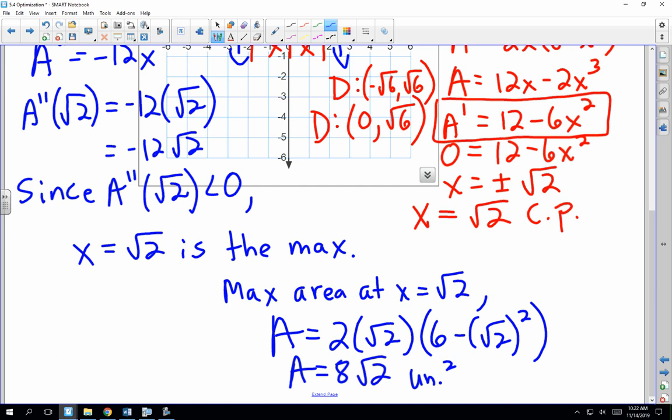And you could use the second derivative test if you want, or the first derivative. You'll have to end up using the first derivative test anyways, because I'm going to ask you where is it increasing, where is it decreasing. So you're going to have pluses and minuses, intervals of increasing, decreasing.